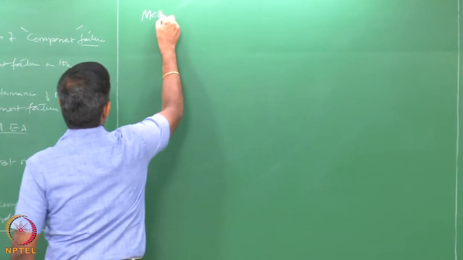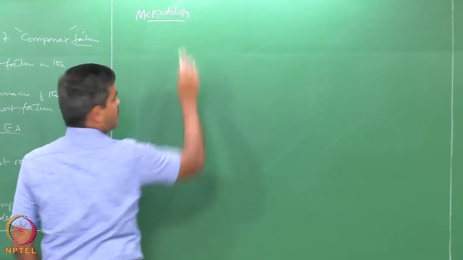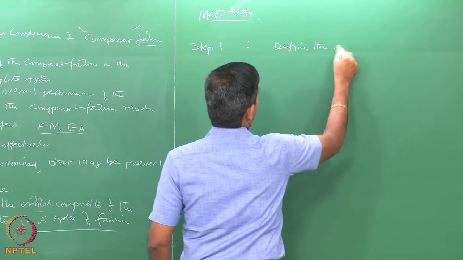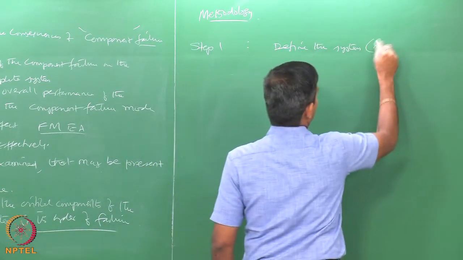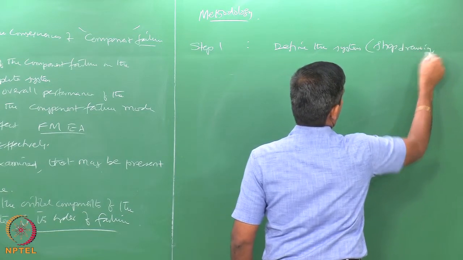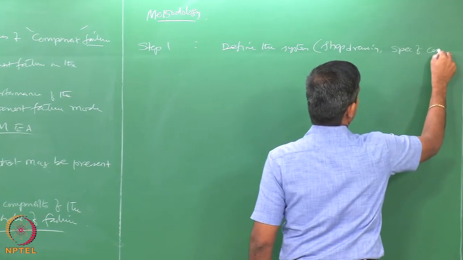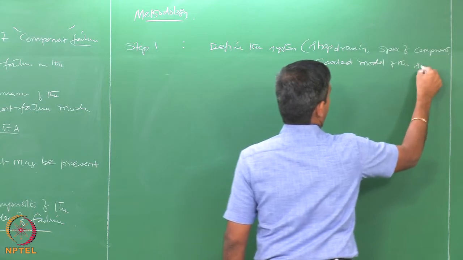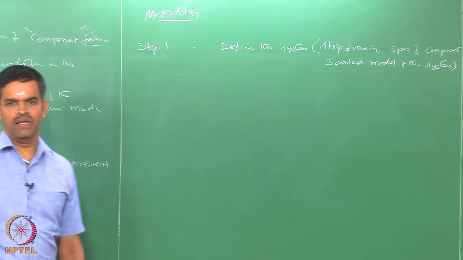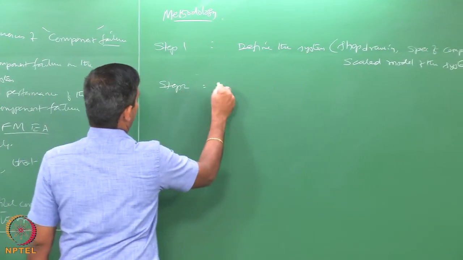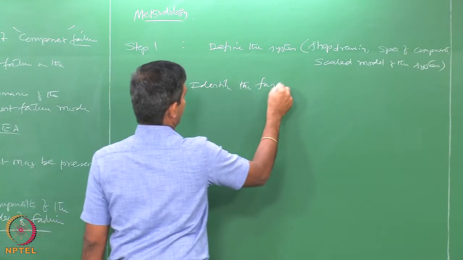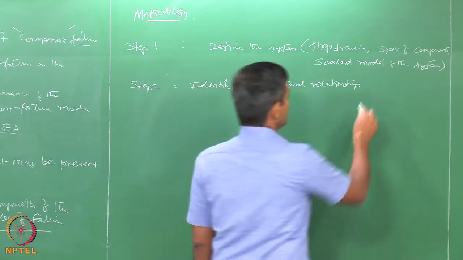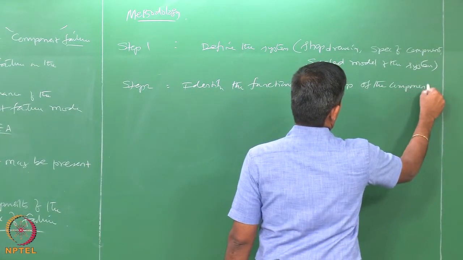What are the steps involved in carrying out FMEA? First step, define the system. Defining the system includes having a shop drawing, specification of components, and if possible a scaled model of the system. So, we have to define the system first in detail. Second step, identify the functional relationship of the components with the system.